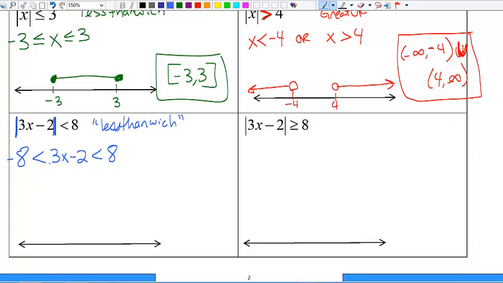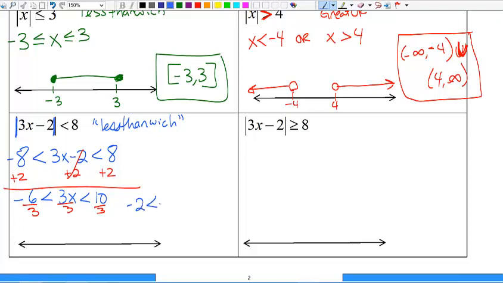At this point, I need to solve because x is not already solved for itself. So I am going to add 2 to all 3 sides. Because we have 3 sides, we have to do it to all 3. So we have 10 and -6. Next I divide all terms by 3. So I get my solution: -2 is less than x, which is less than 10/3.